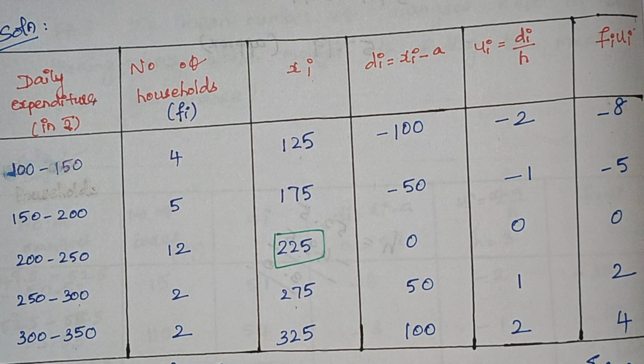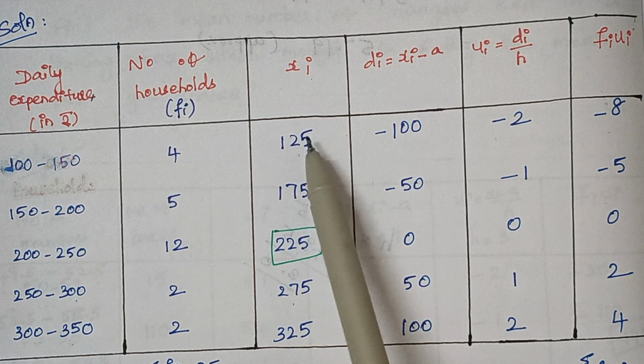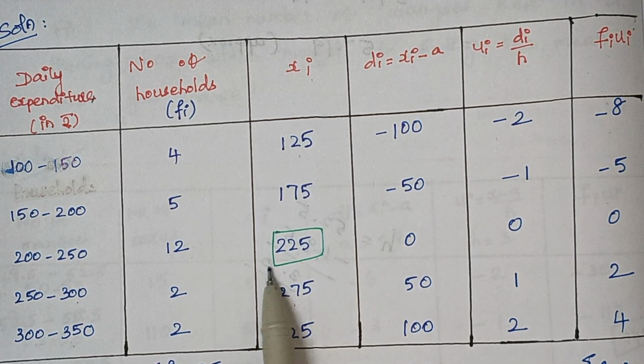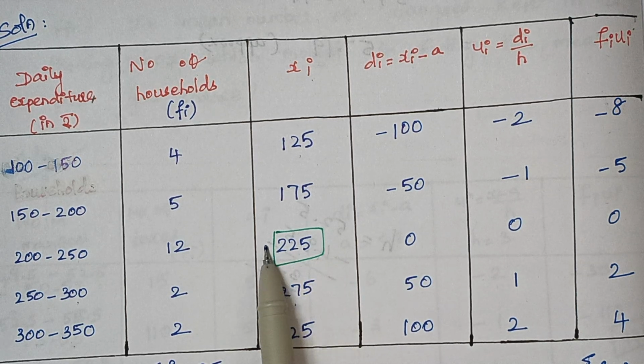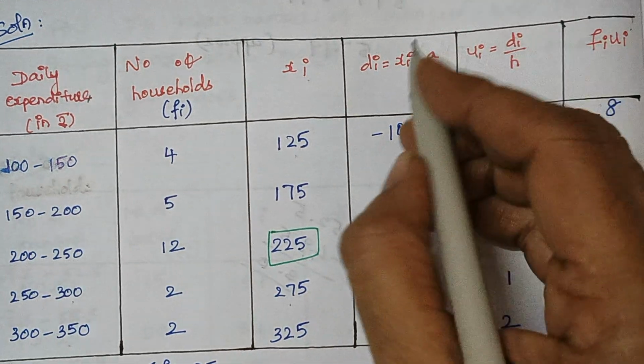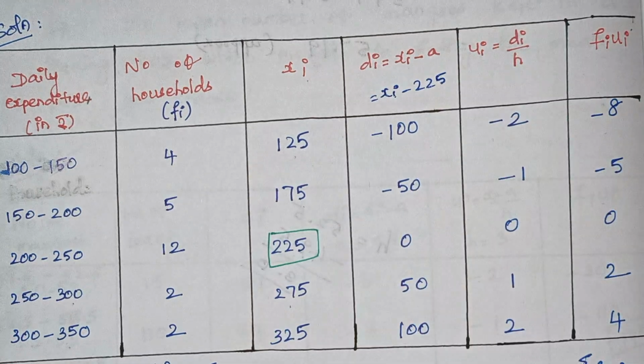Now the next step is to select the value of a. Count how many terms we have. Here we have 5 terms, 1, 2, 3, 4 and 5. We can easily select the value of a, which is the middle term. So here the value of a is 225. Here you can write xi minus 225.